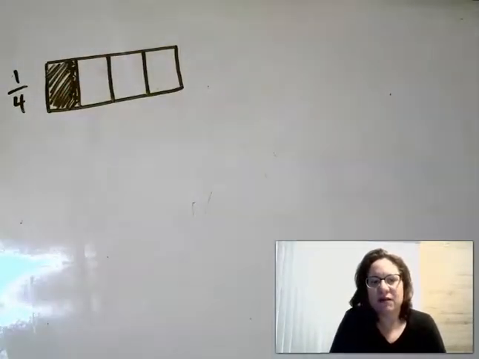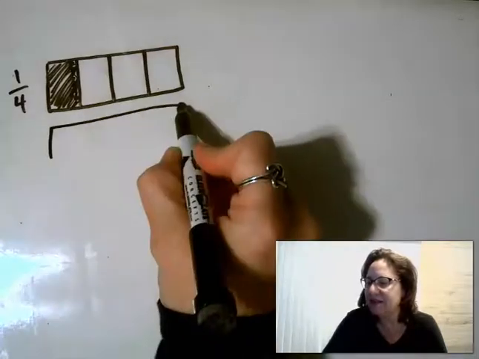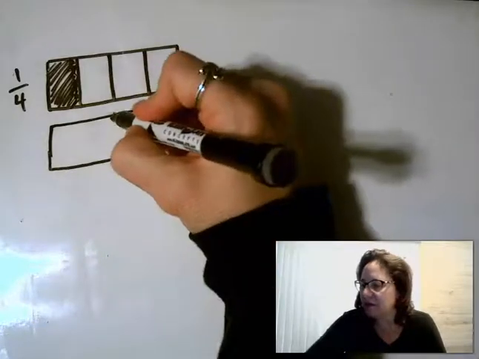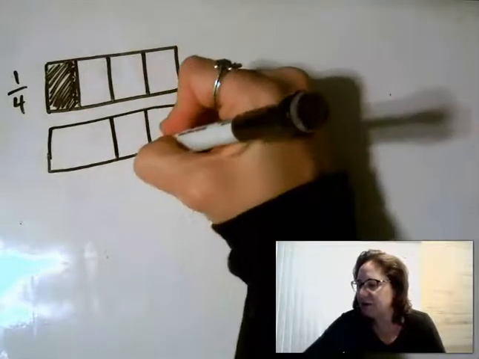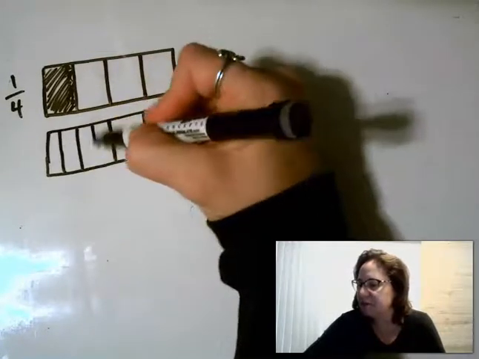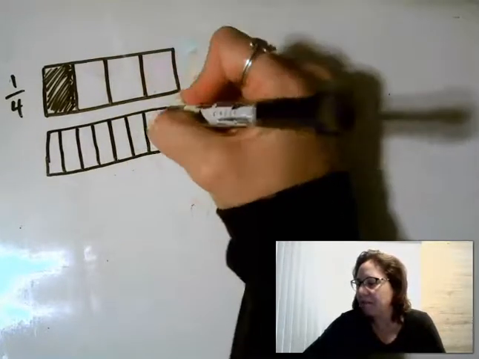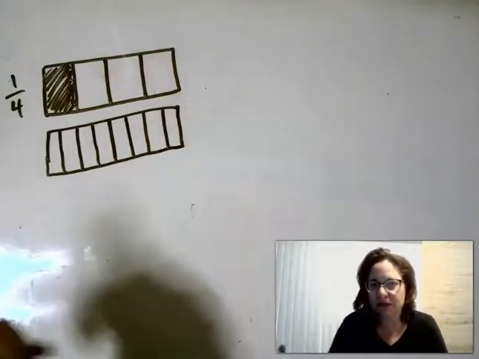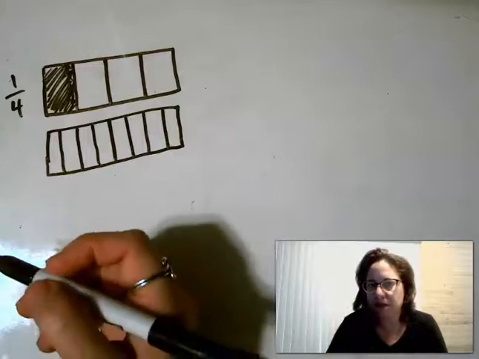I'm trying to find an equivalent fraction that has the denominator 8. So I'm going to draw another bar that's exactly the same size, only this time, instead of dividing it into 4 pieces, I'm going to divide it into 8 pieces. Okay, now, of course it's not perfect because it's hand-drawn, but you get the idea.